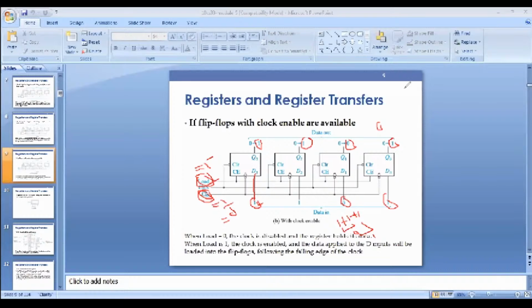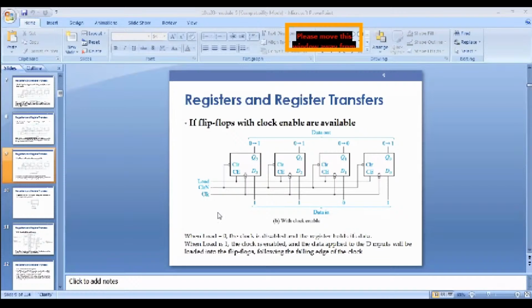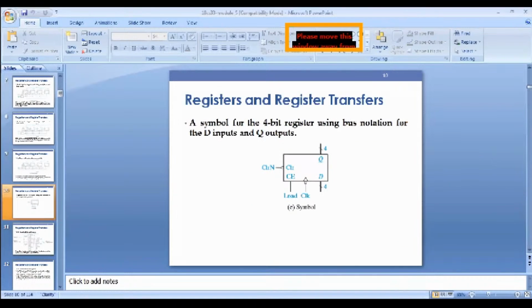Okay, next we'll go to this. This is how to analyze the circuit diagram with the help of register to register. See here, when the load is zero, clock is disabled. The register holds the data. Then you can see here in the next also register to register transfer. He took the 4 symbols manually. This is the basic symbol of the 4-bit register using bus notation for D inputs and Q outputs.